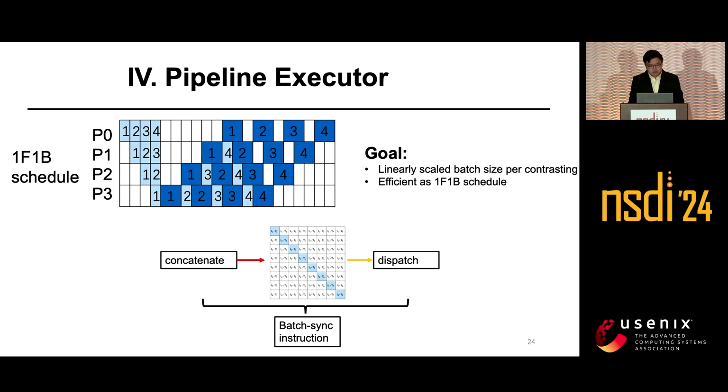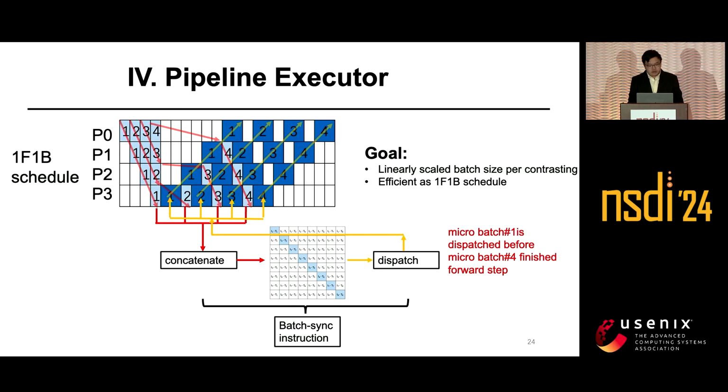And for our last component, we propose a batch sync instruction, which will concatenate the feature vectors of our previous forward steps in order to compute a full similarity matrix and dispatch the gradient in order to launch backward computation. But we can see from the example here, there will be a conflict because the dispatch actually happened before the concatenate. So this violates our goal. That is, we want a schedule that is as efficient as the 1F1B schedule.